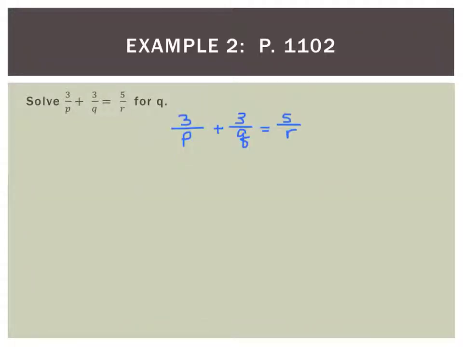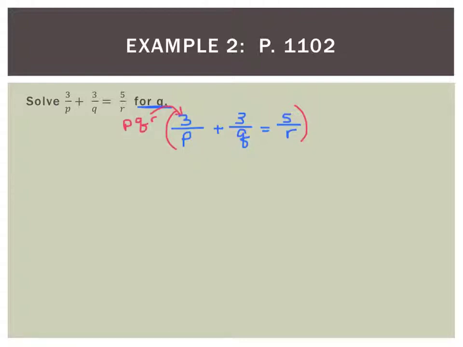Example 2 is going to be similar. We're solving for q. The only difference is I still have 3 variables. When I solve for q, and solving for q means you want q by itself, since I still have variables, my answer is not going to be just a number like q equals 5. It's going to be a whole formula. But I'm going to use the same steps to solve it. I'm going to multiply everything by the least common denominator, which is going to be PQR.